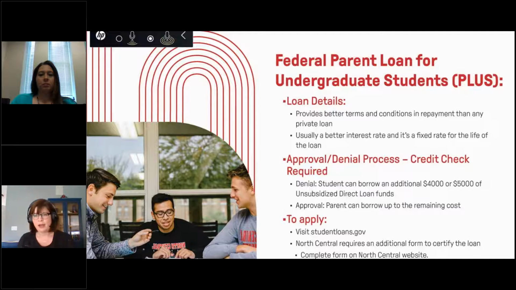There is an approval or denial process required by the federal government for the Plus loan. So if a parent applies and happens to be denied, a freshman or sophomore level student will be offered an additional $4,000 unsubsidized student loan. A junior or senior level student would be offered a $5,000 additional unsubsidized student loan. If a parent goes through the credit check and is approved, the parent can borrow up to the remaining cost of attendance.